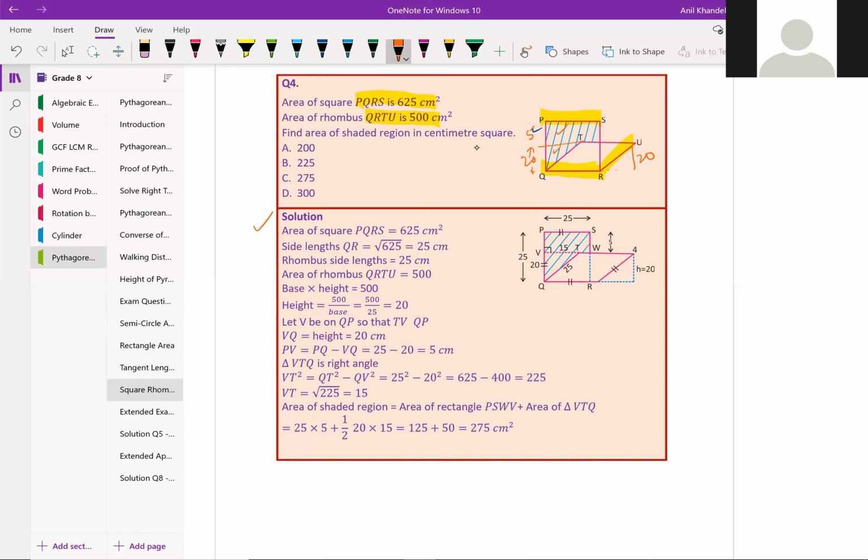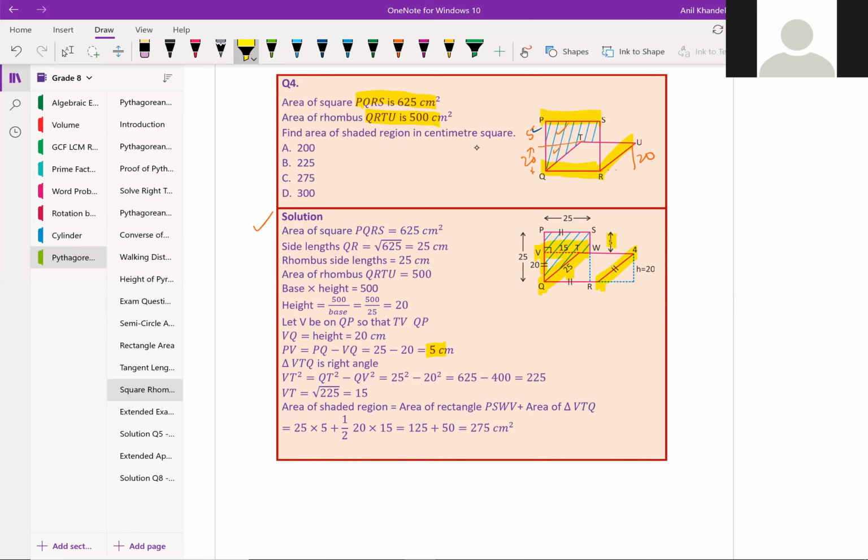Let V be on QP so that TV is perpendicular to QP. VQ is our height, which is 20, and PV is equal to PQ minus VQ. Substituting the units, it is 25 minus 20, and we get 5 centimeters. From this, we can see that triangle VTQ is a right triangle. All we have to do is substitute the values of QT and QV into the Pythagorean theorem formula, 25 squared minus 20 squared, and we'll be able to find our final answer. Perfect. Since this is a rhombus, all sides are equal. We know that is 25. This side is 20. So from here, the difference of squares will give you the square of that, which is 15 length. And that is how you will get it.